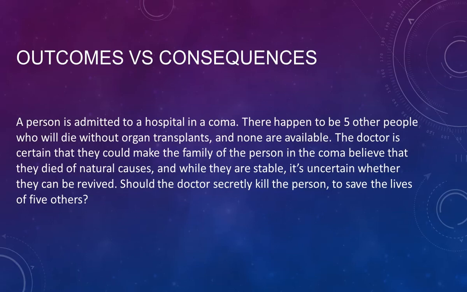So here's the scenario. A person is admitted to a hospital in a coma. At the same time, in the same hospital, there happen to be 5 other people who will die without organ transplants, and none are available. The doctor is certain that they can make the family of the person in the coma believe that they died of natural causes. And while they're stable, it's uncertain whether they can be revived. So the question is, should the doctor kill this person, harvest their organs, and save 5 other people?